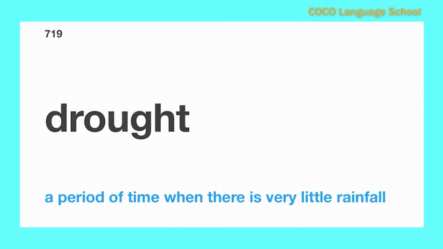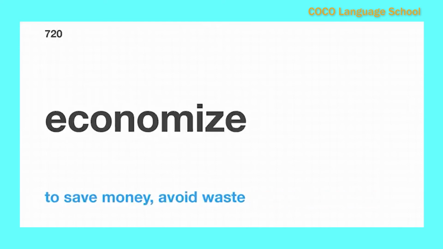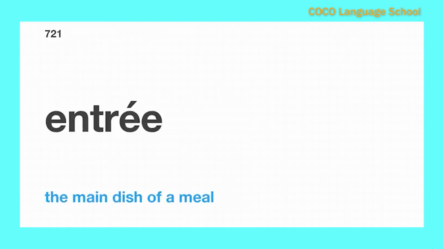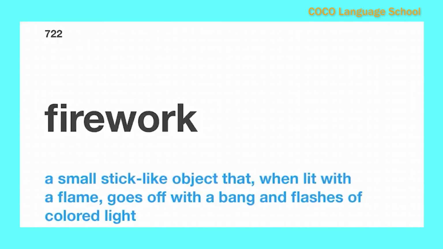A period of time when there is very little rainfall. Drought. To save money, avoid waste. Economize. The main dish of a meal. Entree. A small stick-like object that, when lit with a flame, goes off with a bang and flashes of colored light. Firework.